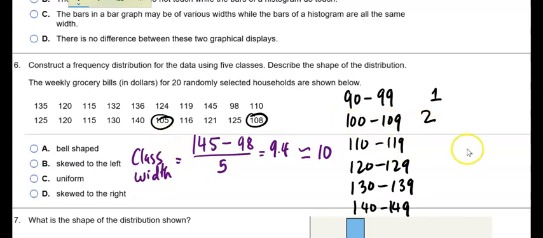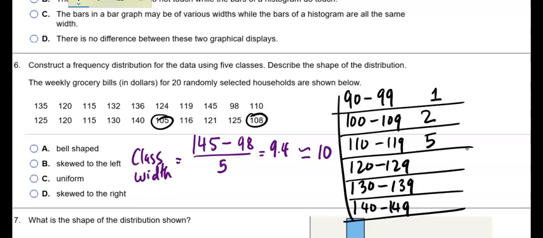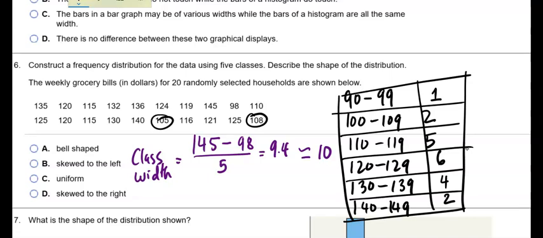Similarly, you count the frequency of each class. The third class has a frequency of 5, the fourth class has a frequency of 6, the next class has a frequency of 4, and finally 2. So the total, of course, adds up to 20. That is called a frequency distribution. Now to see the shape of the distribution, look at the pattern here. The majority of the data is between 120 and 129, and the frequency goes down as the data increases, and in the same way the frequency is less for smaller data values.